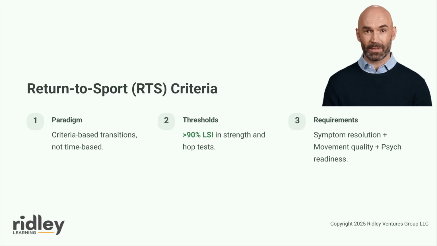Pain during sport-specific activities should be minimal and not worsening over consecutive sessions. Strength symmetry greater than 90% between limbs indicates adequate muscle capacity for athletic demands. Hop test performance greater than 90% of the uninvolved limb demonstrates power and neuromuscular control. Psychological screening confirms confidence and readiness to return without excessive fear or anxiety.